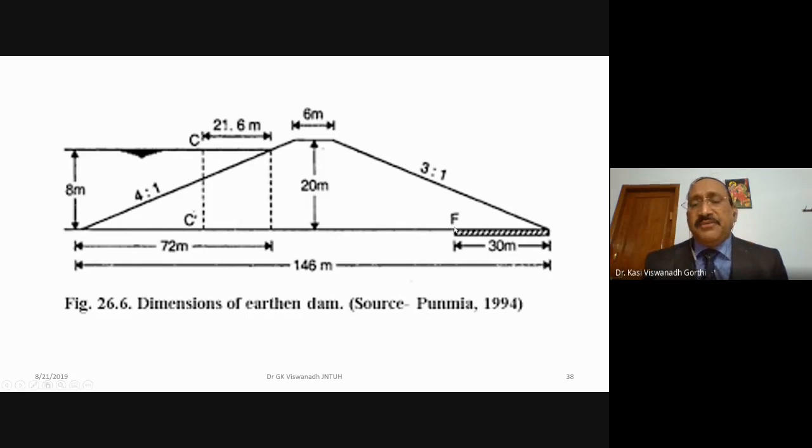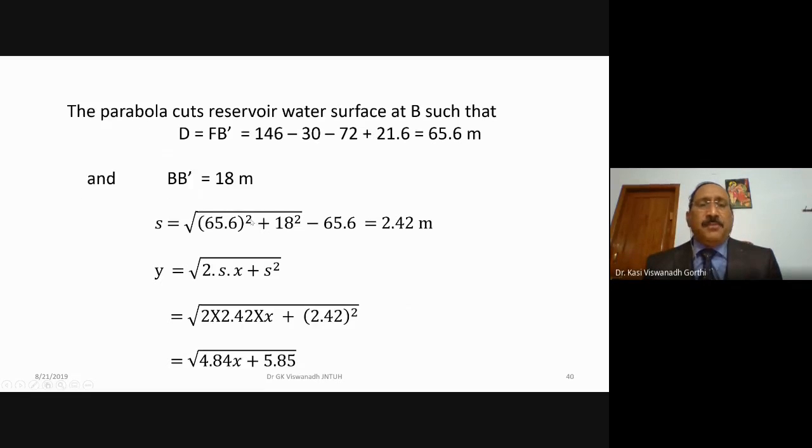So you need to identify where the value of D is. The value of D will be somewhere here on the filter. So to get this point D, of this total of 146 meters, this is 72 meters, and this is 6 meters which has to be taken, and you have to identify the point D. Okay, so FB dash will be 146 minus 30 minus 72 plus 21.6. So you have got 65.6 meters.